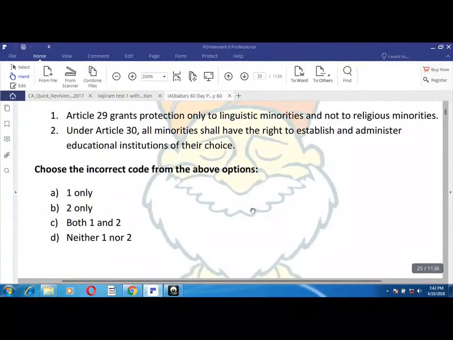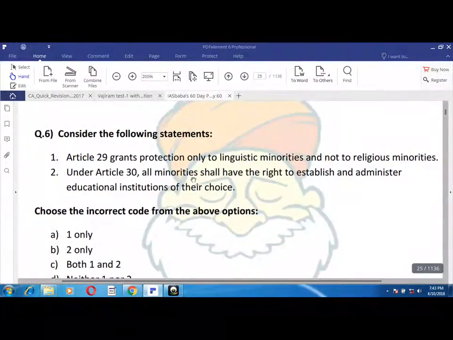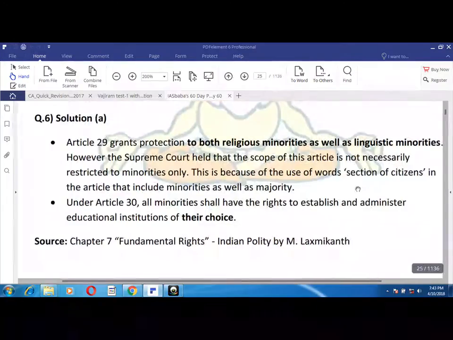Consider the following statements. Here one is correct. Article 29 grants protection only to linguistic minorities and not to religious minorities. Under Article 30, all minorities have the right to establish and administer educational institutions of their choice.